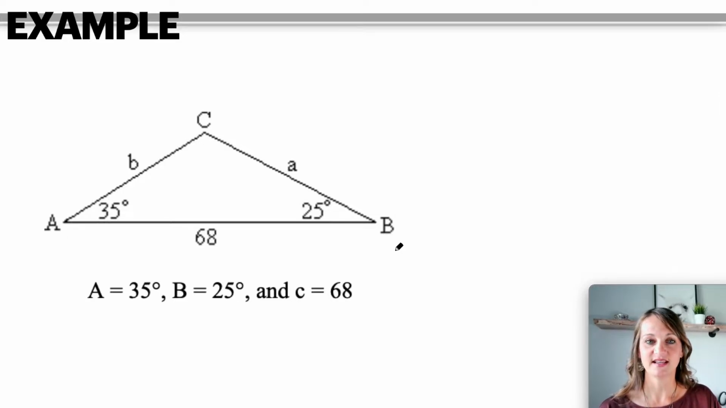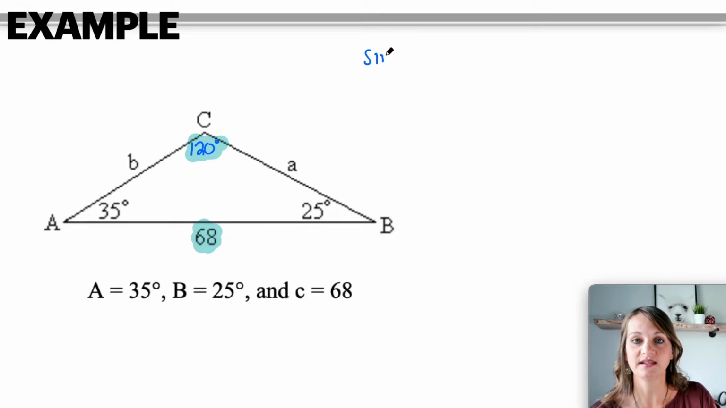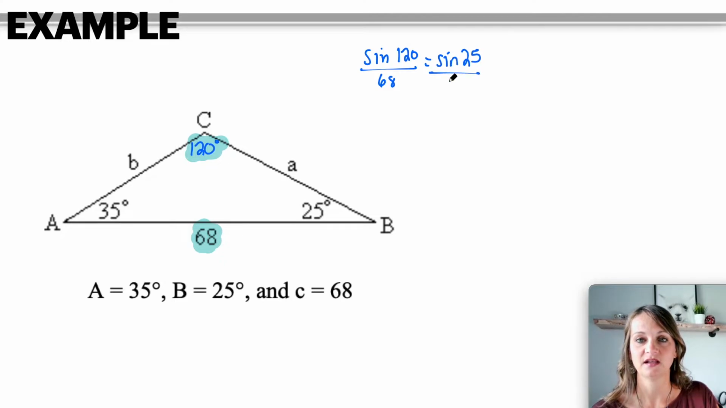So in this case, let's try it again using law of sines. First, we need to look for our proportion. Do we have an angle and its opposite side? We actually do not. However, we can find one. Because we have two angles, we can find the third angle of a triangle. 35 and 25 is 60. So if you subtract that from 180, you'll get 120 degrees. So we now know an angle and we know its opposite side. Now we can create our proportion. So the sine of 120 divided by 68 is going to equal the sine of B over little b.